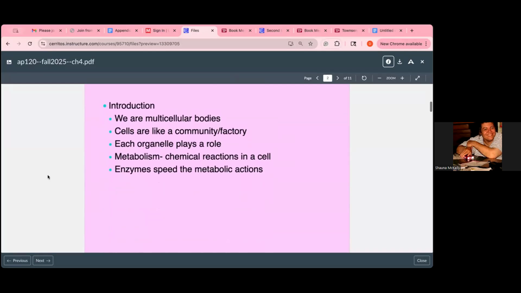So we are all multicellular bodies. We're made up of many cells, right? Cells are like a community or a factory. We've kind of seen that each of the cell organelles have their own functions, their own role, just like each person in the community plays a role. Some play more than one role, and sometimes you have a lot of organelles that play a similar role.